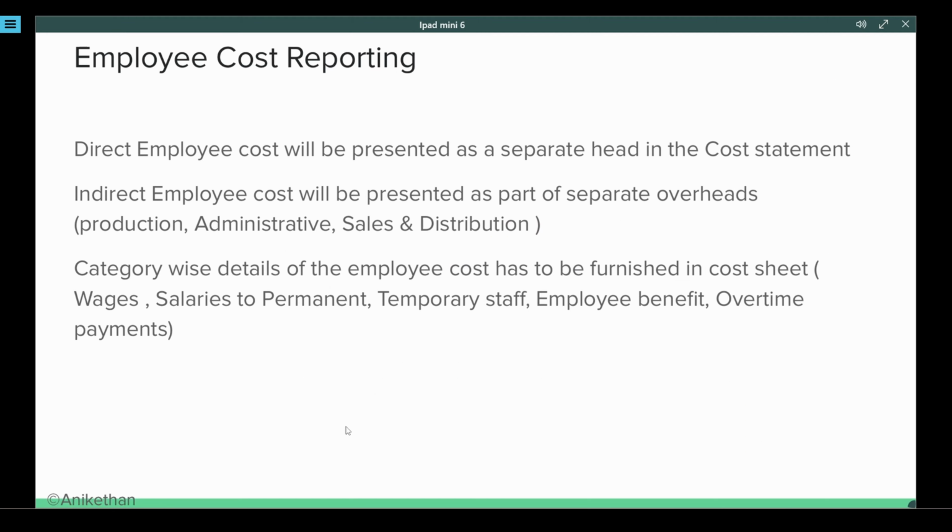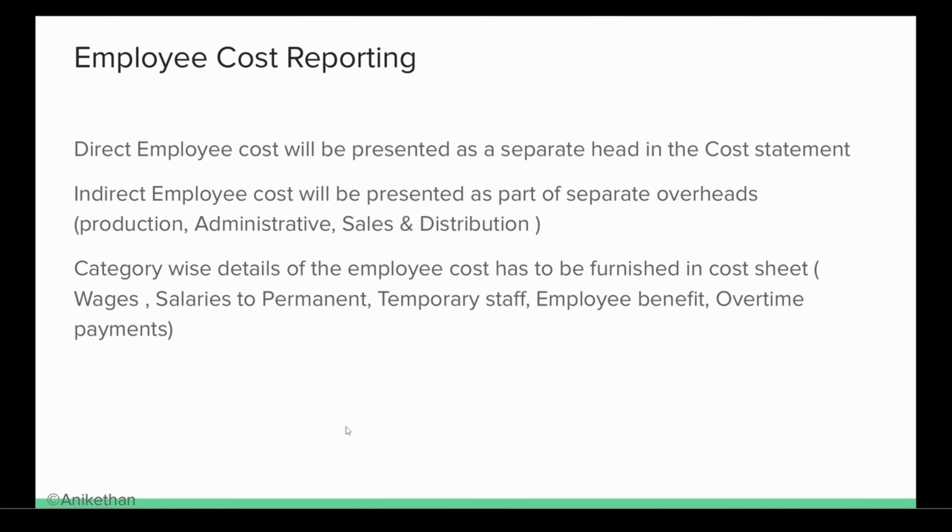have 2000. Next we learn about employee cost reporting. This is basically what the standard of employee cost requires. It says in the cost statement, employee cost will be presented as a separate head. This you will understand when we go to the cost ascertainment chapter and when we are preparing the cost sheet. Then the next point says, indirect employee cost will be presented as part of separate overheads. That means in the cost sheet, wherever you are mentioning different overheads, under each overhead, the indirect employee cost of that particular function has to be presented.